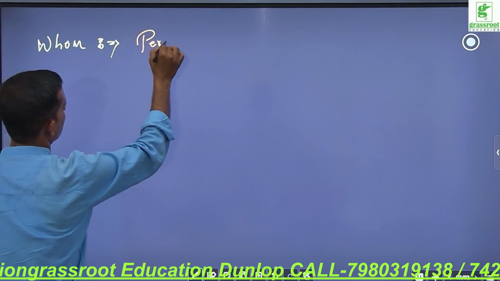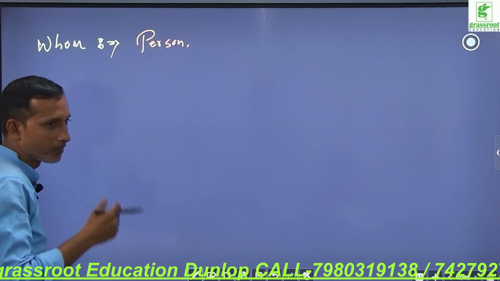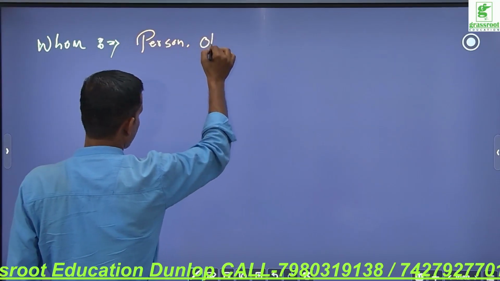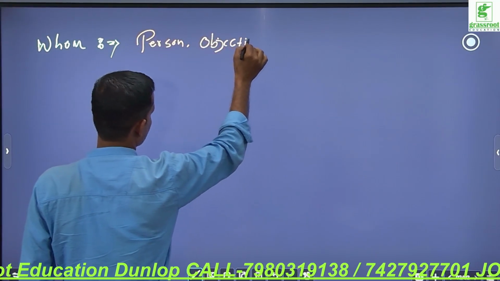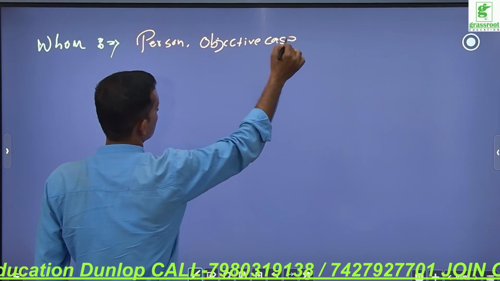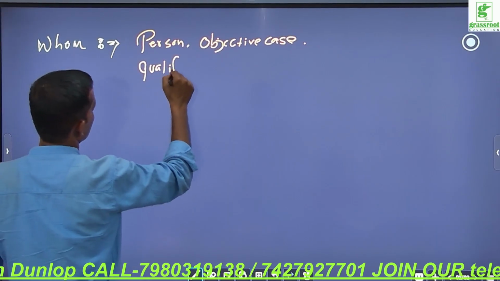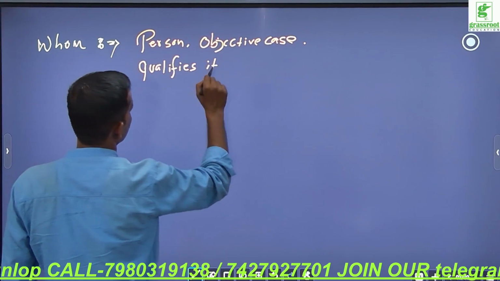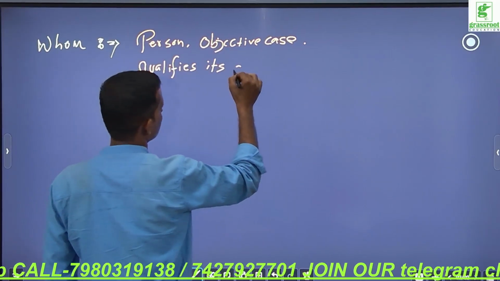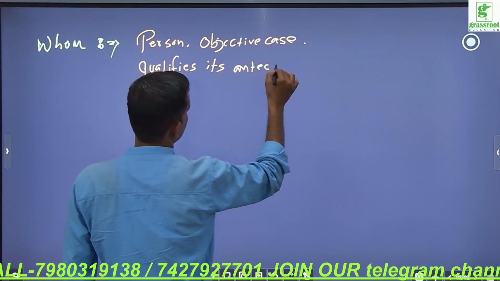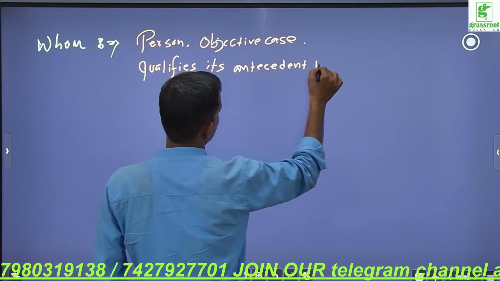পার্সন ব্যক্তির ক্ষেত্রে ব্যবহৃত হয়। অবজেক্টিভ কেস, qualifies its antecedent word.